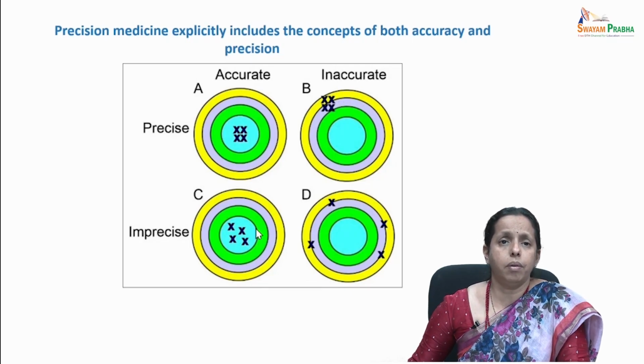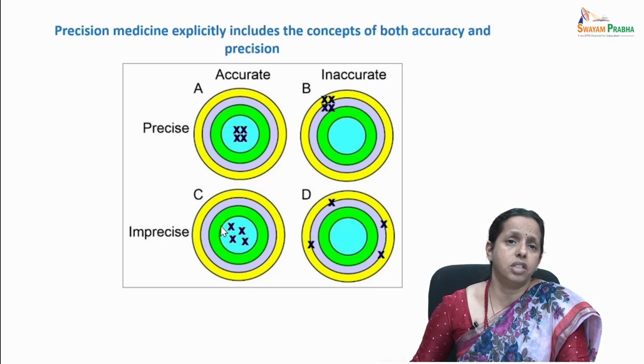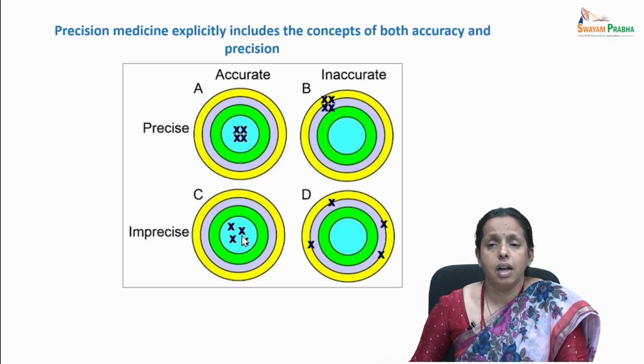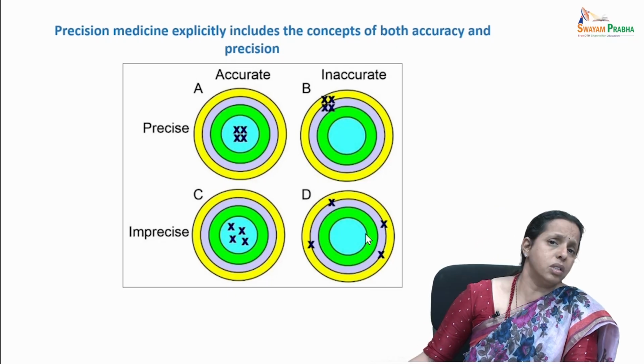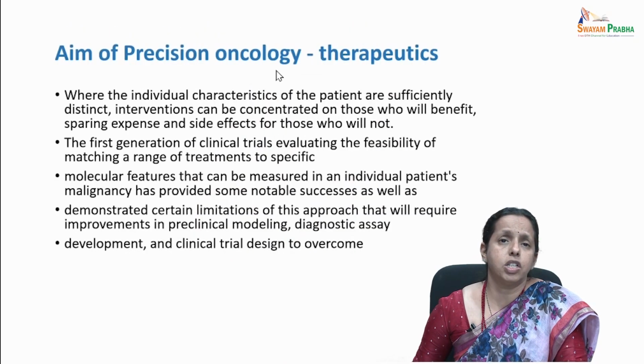So both accuracy and precision are very essential for precision oncology, for a good companion diagnostic biomarker. So both genomes should be faithfully represented and the genetic state should be reproducible. This is not something which we would like. It should be the aim of precision oncology, first, to aid in therapeutics.